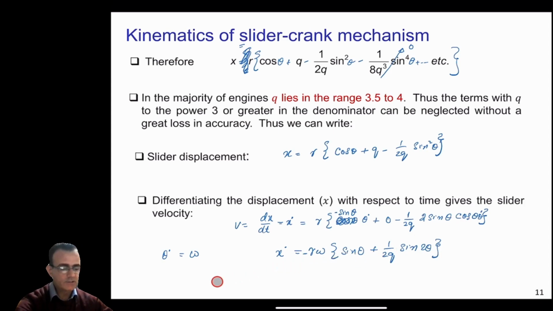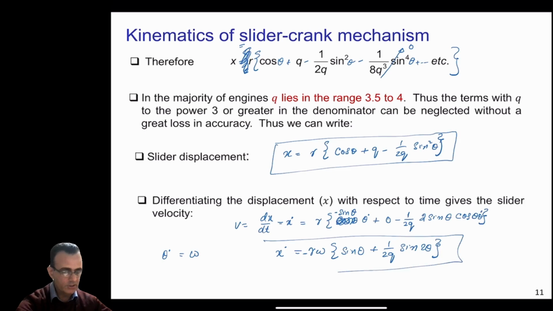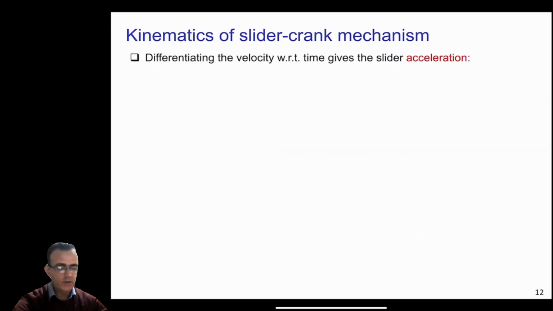So this was the equation for the displacement, and this is our equation for the velocity here. As you can see in this equation, if you know r, omega, and theta, then you can calculate x dot at any angle of the crankshaft here.